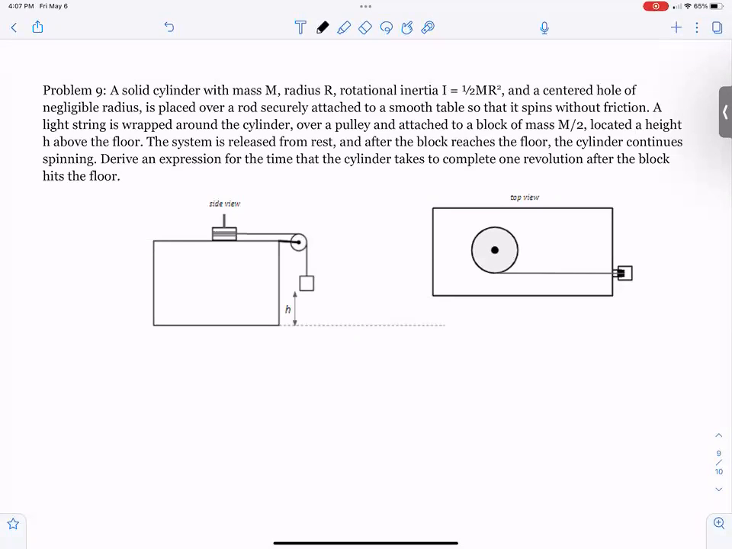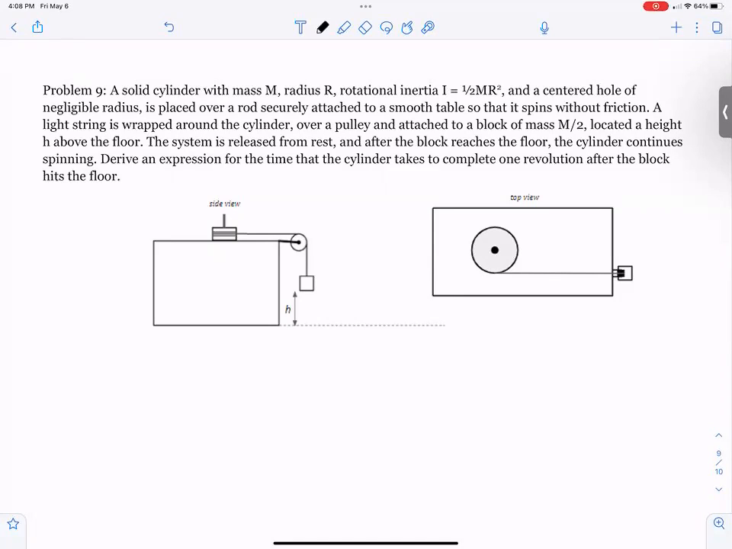Let's begin. We see a solid cylinder with mass m, radius r, and rotational inertia I equals 1/2 mr squared, and a centered hole of negligible radius is placed over a rod securely attached to a smooth table so that it spins without friction. A light string is wrapped around the cylinder over a pulley attached to a block of half the mass, m/2, located at a height h above the floor. The system is released from rest after the block reaches the floor.